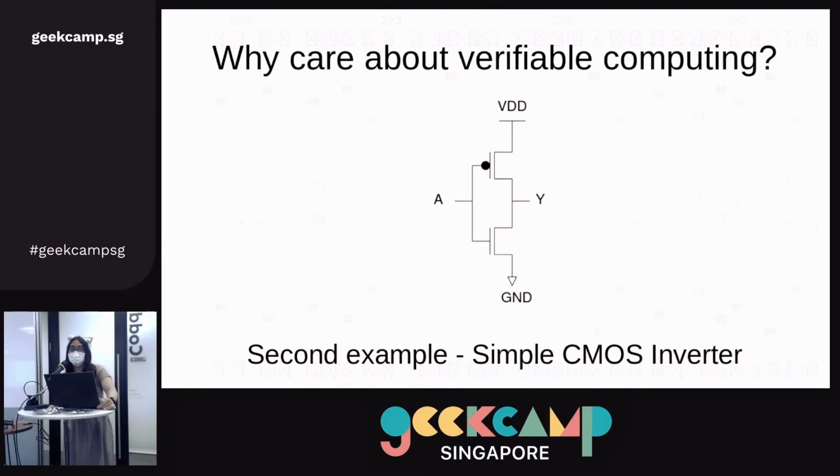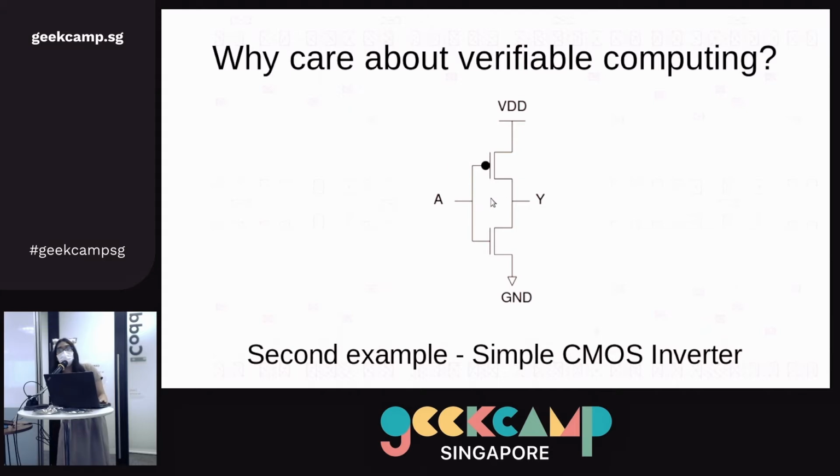Okay, so a second example. This is a very simple CMOS inverter. If you've done anything with digital electronics, this is one of the simplest logic gates you can build. You have a PMOS transistor on top and an NMOS transistor on the bottom. The way the PMOS works is that if the gate voltage, which is at input A here, is below a certain threshold, the transistor is on. The NMOS transistor works the opposite way. If the voltage at the gate exceeds a certain threshold, it turns on.